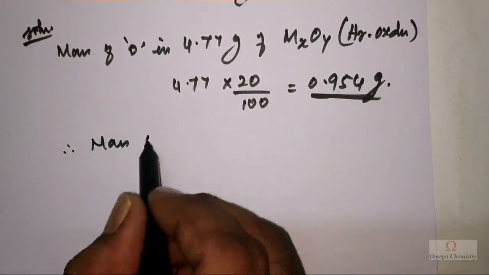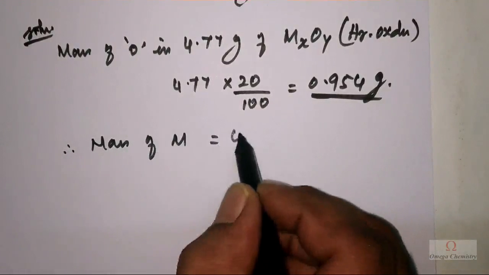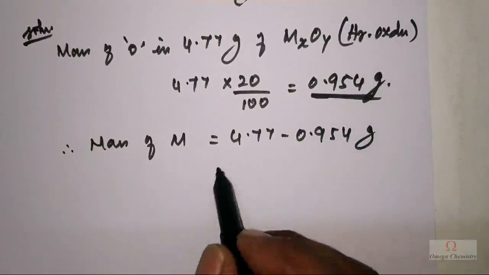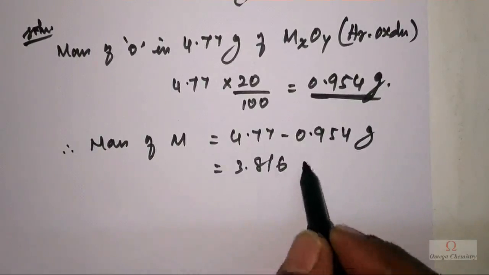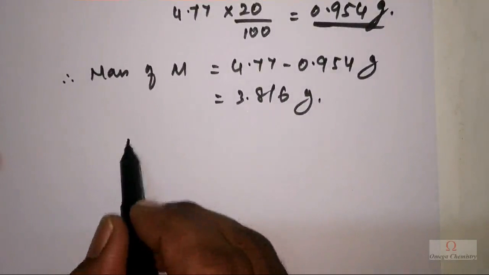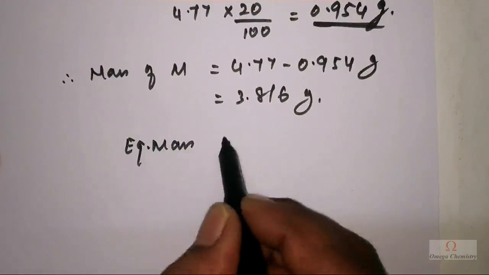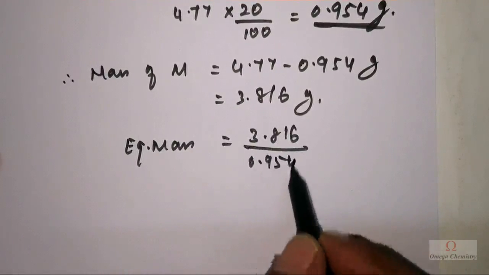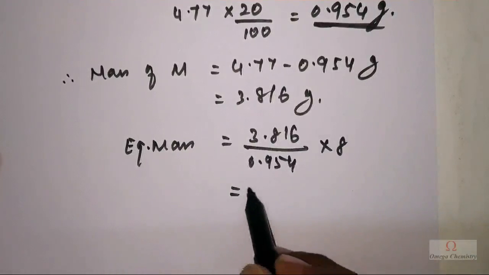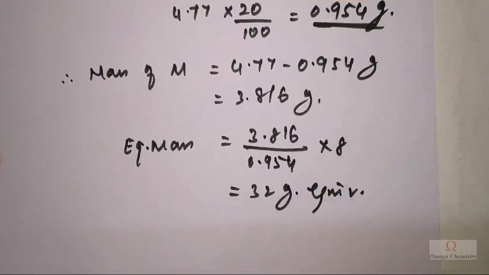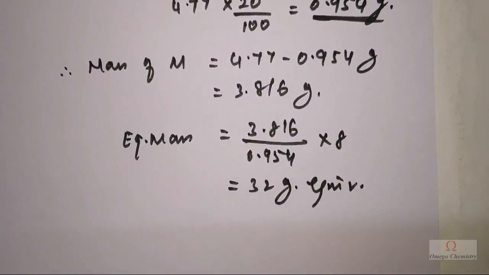Now using this I can find out the mass of metal. Therefore mass of metal is just equal to 4.77 minus 0.954 grams, which will give me 3.816 grams. Now I know the mass of metal and mass of oxygen, so I can easily calculate the equivalent mass. Equivalent mass is nothing but 3.816 divided by 0.954 into 8, which gives me 32 gram equivalent.